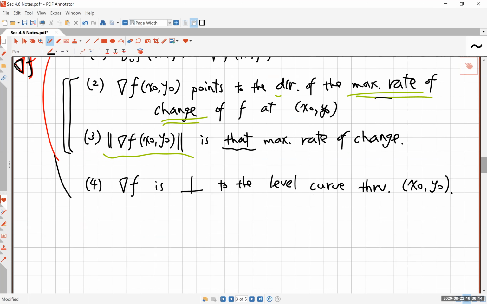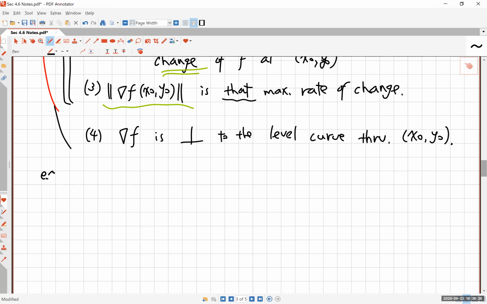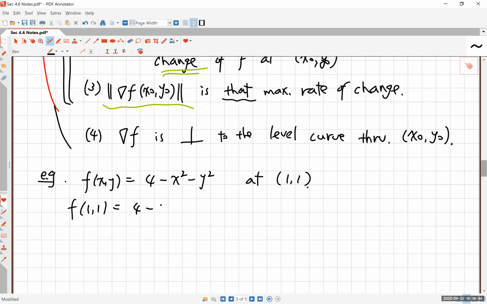All right, now you may have a clear understanding of what's happening here, or you may not have a clear idea of what's going on. Let me give you an example. Maybe this example will help. This is the example, which is symmetric, so you can clearly understand this. It is f of x, y equals 4 minus x squared minus y squared. And let's pick the point 1, 1. So f of 1, 1 is 4 minus 1 squared minus 1 squared. Of course, it's 2, right?